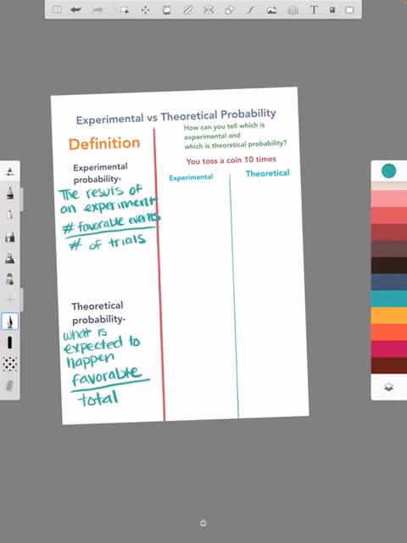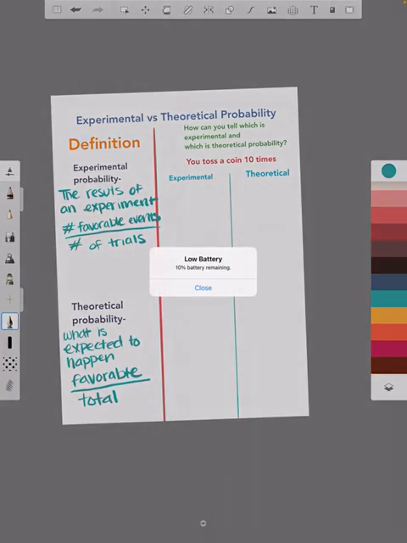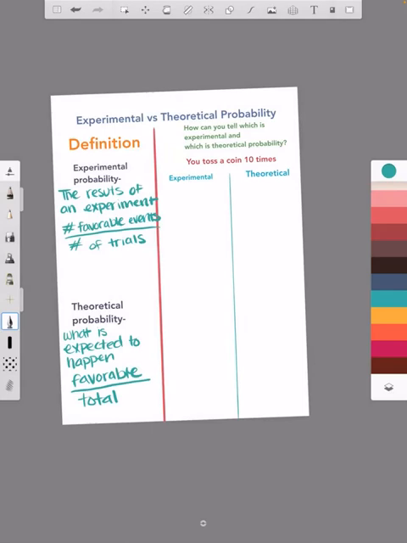theoretical probability is you using data to assume what's going to happen, and experimental probability is actually going out and doing it. All right, to show you exactly what that means, let's look over here to the right side. It says, how can you tell which is experimental and which is theoretical probability? Let's take tossing a coin, for example.